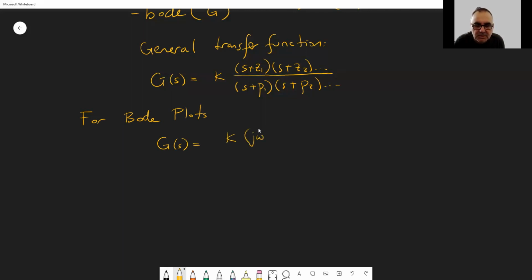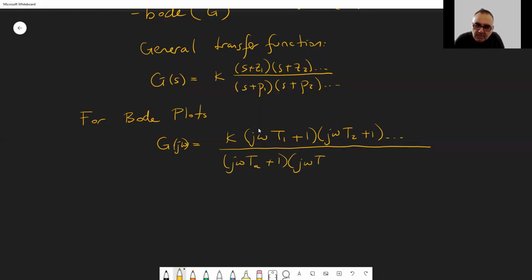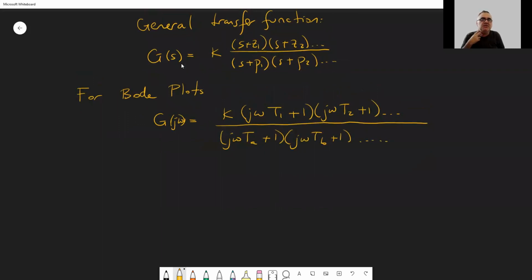K times, let's say, j omega. By the way, we shouldn't be saying G of s because we will be using j omega here. We will be using the so-called time constant form because it makes things much easier for us. We will see why. Okay, we will convert our system to time constant form. If you have a system in this form, first of all you should replace s by j omega. Then you should be finding the so-called time constant form.